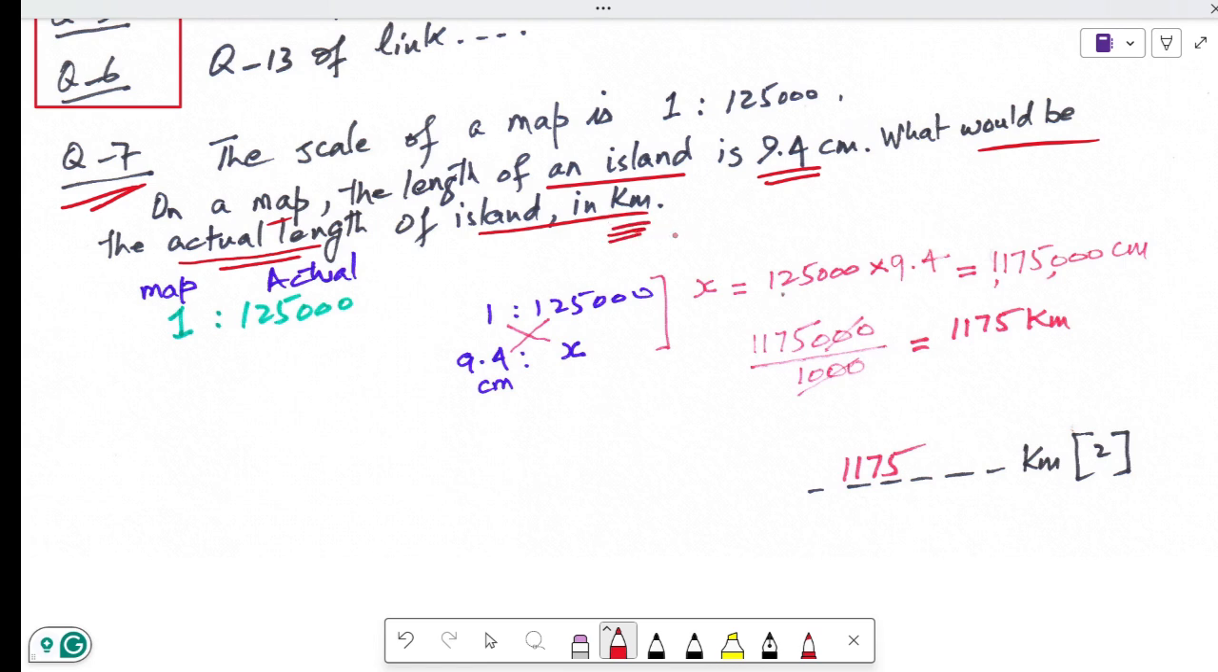So we work out, first of all, by ratio proportion or just multiplying 125,000 with 9.4 centimeter, because the map is smaller than the ground or actual length. So we multiply 9.4 with 125,000 and we get 1,175,000 centimeter, and divide by 100,000 centimeter converted into kilometers. So we get an answer of 11.75 kilometer. Write down the answer and score your marks.